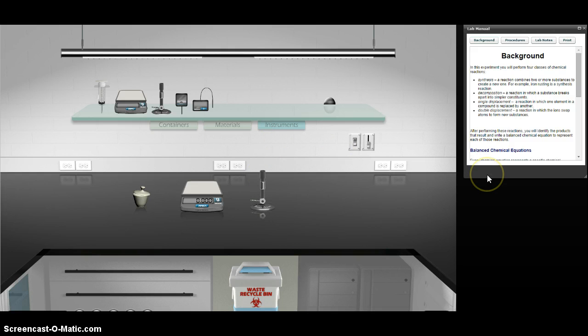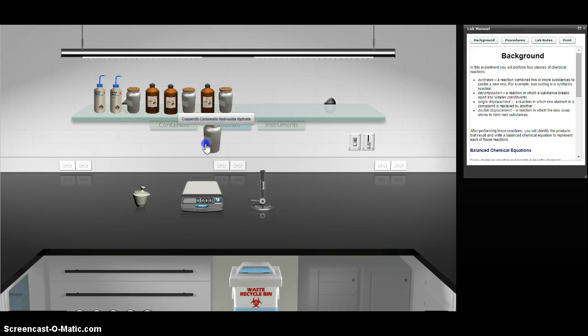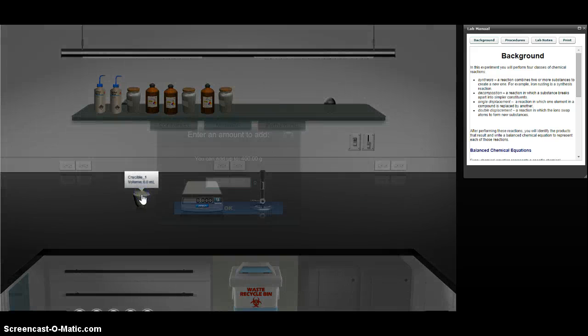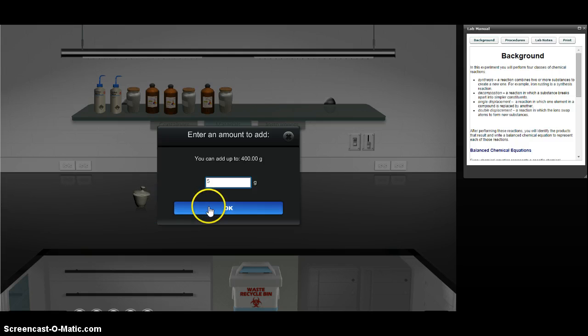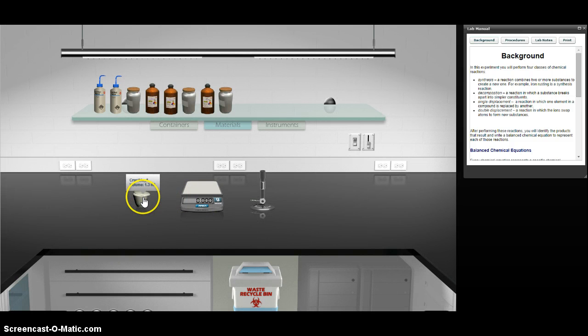We will add 5 grams of copper carbonate hydroxide hydrate to the crucible and take the mass of the crucible and substance so that following our reaction, we can calculate the difference in mass to determine how many water molecules evaporated. This will allow us to calculate the hydration of copper carbonate hydroxide hydrate.